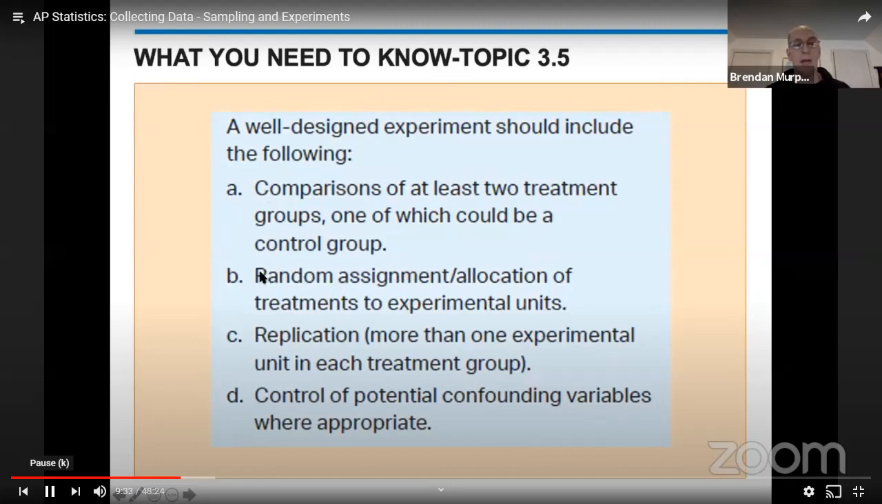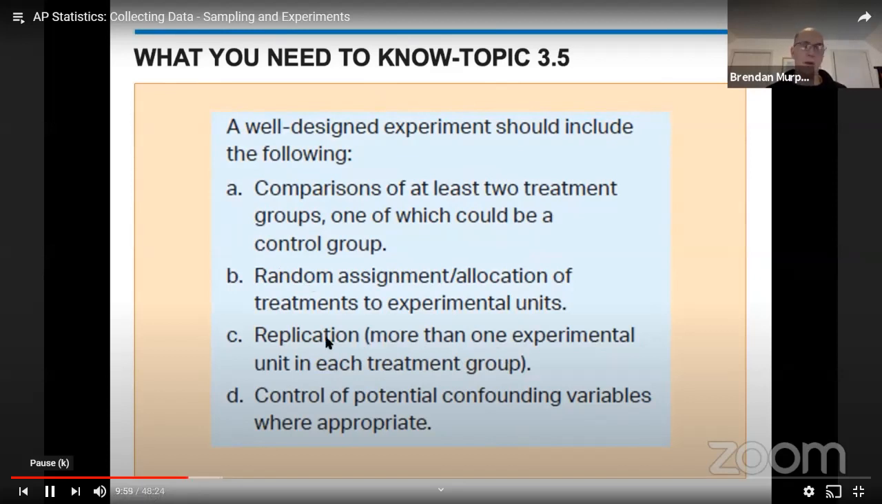How's that? We need random assignment, allocation of treatments to experimental units. I'd love to be able to randomly select my whatever in my experiment and then randomly assign. Many times that's impossible, especially with humans and medical studies, but we need some randomization, and we need random assignment of the treatments to the different experimental units. We need replication, more than one experimental unit in each treatment group. More replication is typically always better.